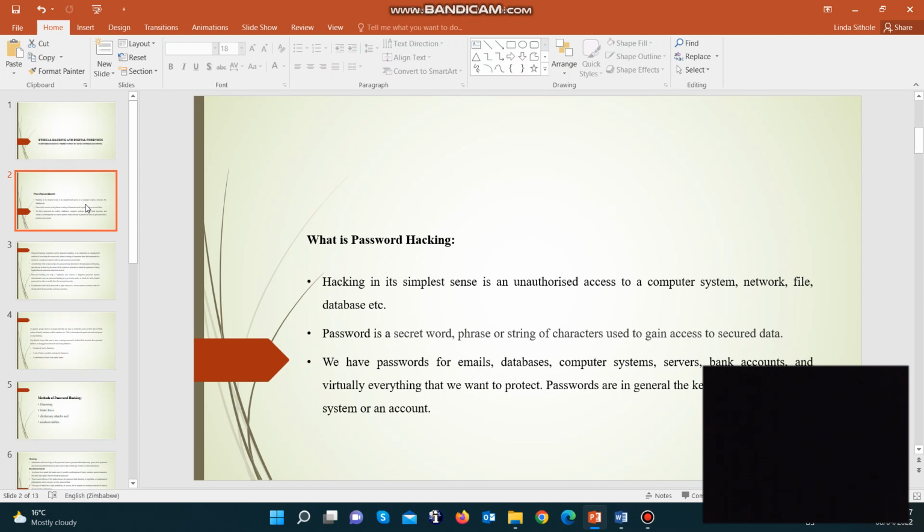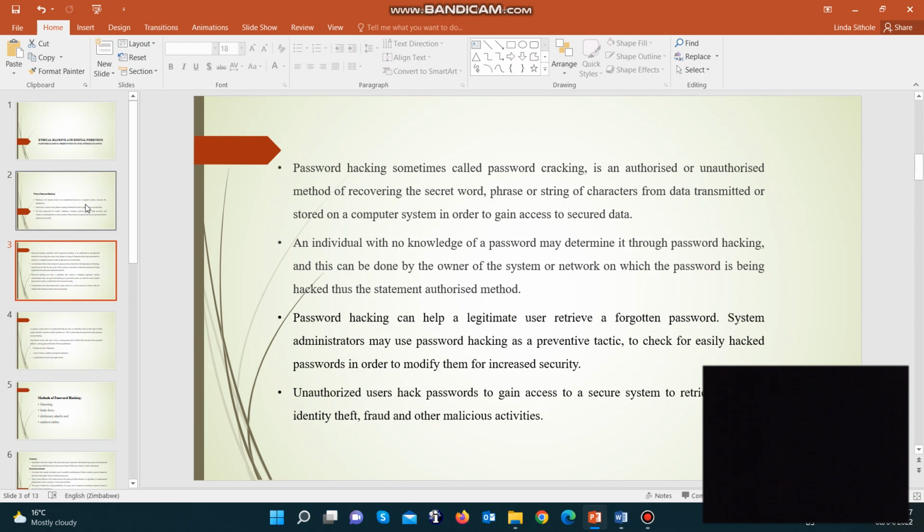secure data. We have passwords for emails, for databases, for computer systems, for servers, bank accounts, and virtually everything that we want to protect. We put a password on it so that no unauthorized access is gained by intruders for malicious actions. So, password hacking is an authorized or an unauthorized method of recovering the secret word or phrase or string of characters from data transmitted or stored on a computer system in order to gain access to secured data.